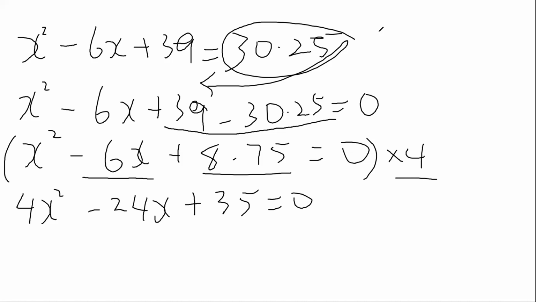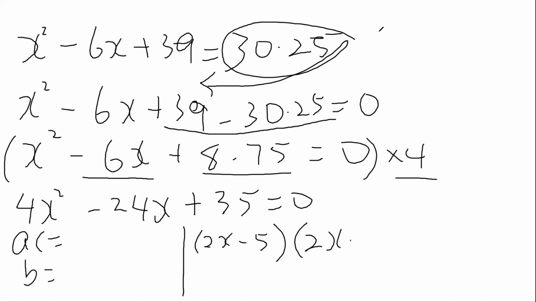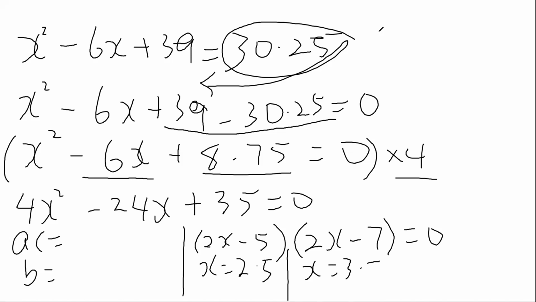So of course we do our AC thing and our B thing. You're supposed to remember to do that, right? But because we are pressed for time, I will not go through that. So when we factorize it, we'll get 2x minus 5 and 2x minus 7 equals to 0. And then you will get two values for x. x will be 2.5 and x will be 3.5. So those are the two values for x.